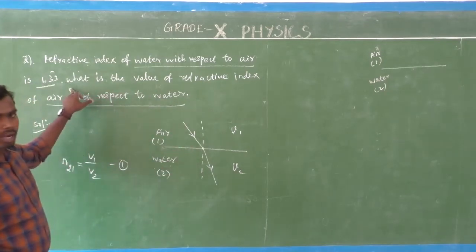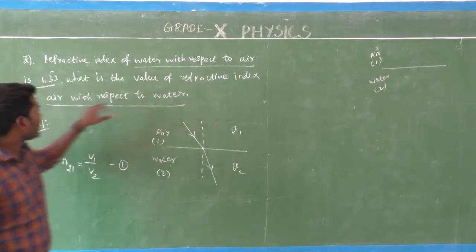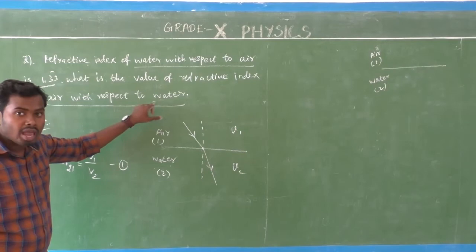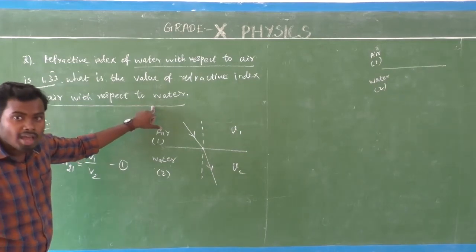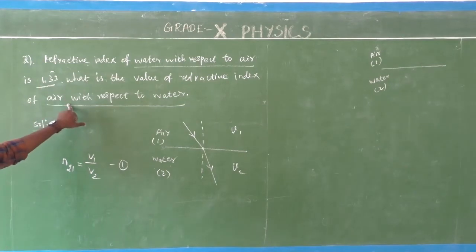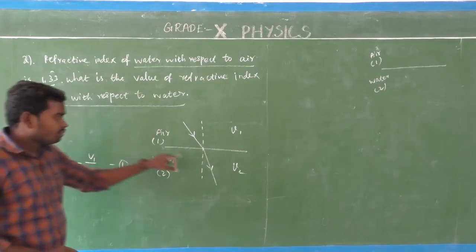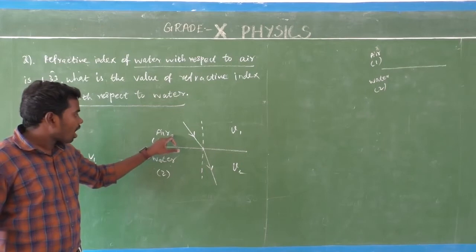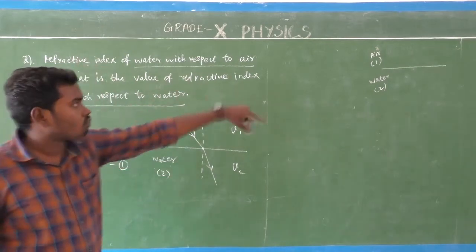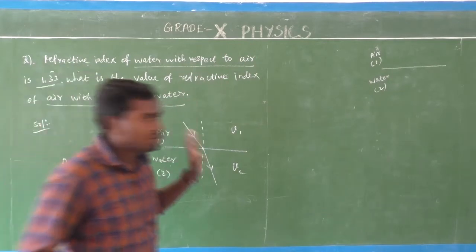Now come to the second one. What is the value of refractive index of air with respect to water? So light goes from where to where? Light goes from water into air. Listen carefully. In the first case, light goes from air into water. But in the second case, light goes from water into air.